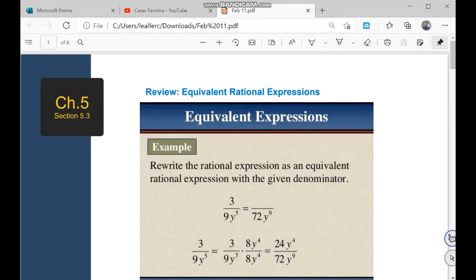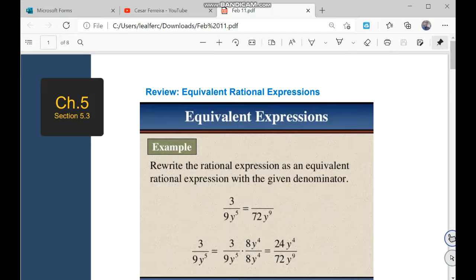Today we're going to start something very interesting. I find it interesting. I think it's interesting. It is to add rational expressions with different denominators. This is the objective today, to start working on this.